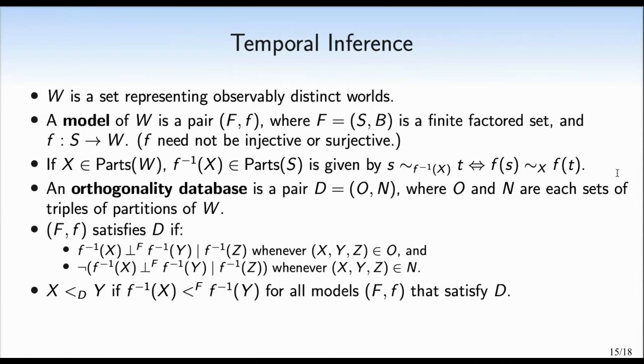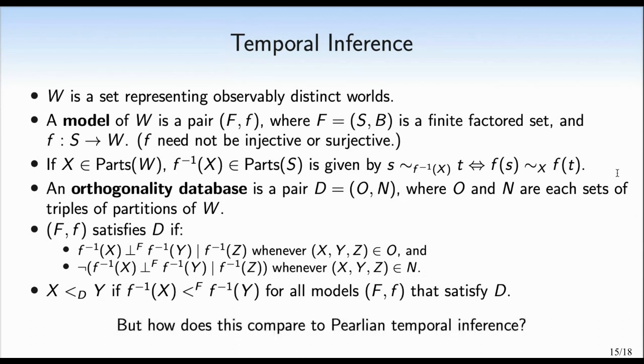And then hopefully we will be able to sometimes notice that even though there are infinitely many models that are consistent with my database, because you can always just add more structure that you hide, we would like to be able to sometimes infer that for all models that satisfy our database, we have that f inverse of X is before f inverse of Y. And this is what we're going to mean by inferring time. What it means to infer time is we have our database and we take all the models that are consistent with the database, and if they all satisfy some time, then we'll say that we can infer time. Okay, so the obvious question is, how does this compare to Pearlian temporal inference?